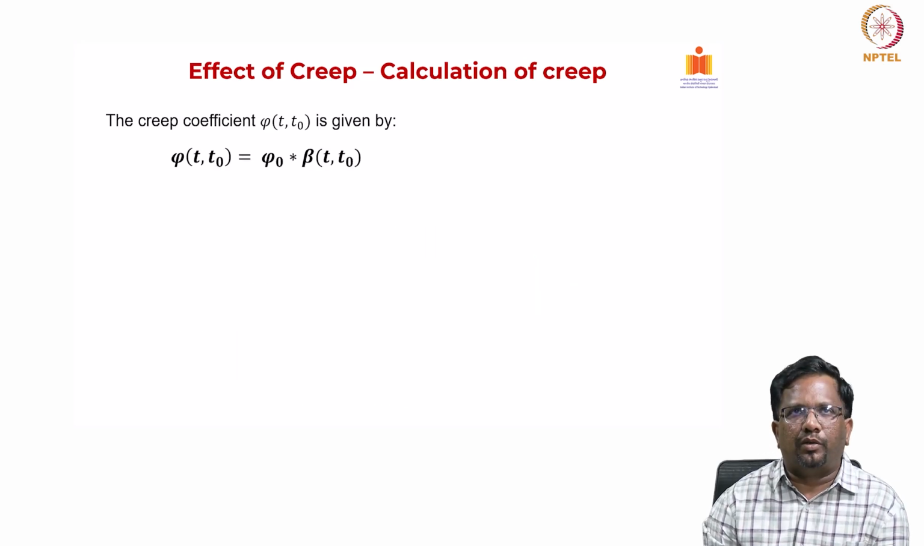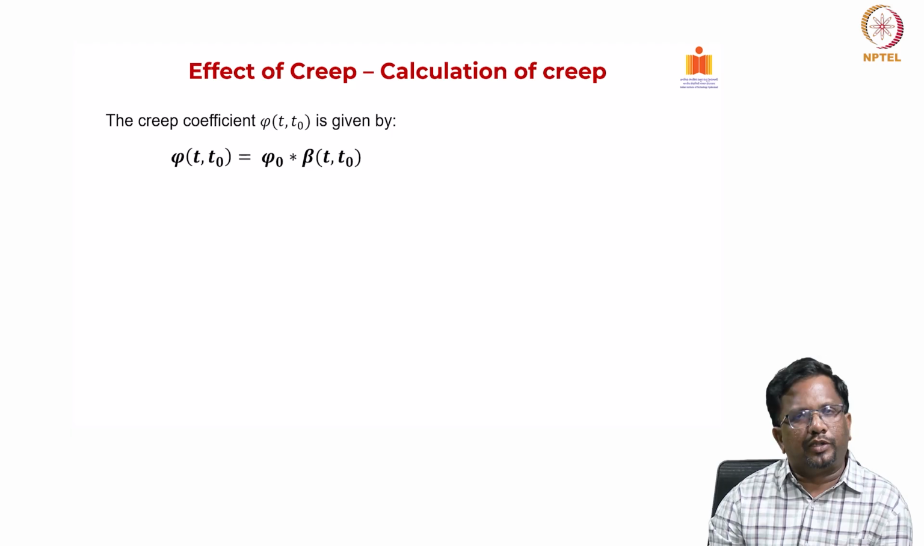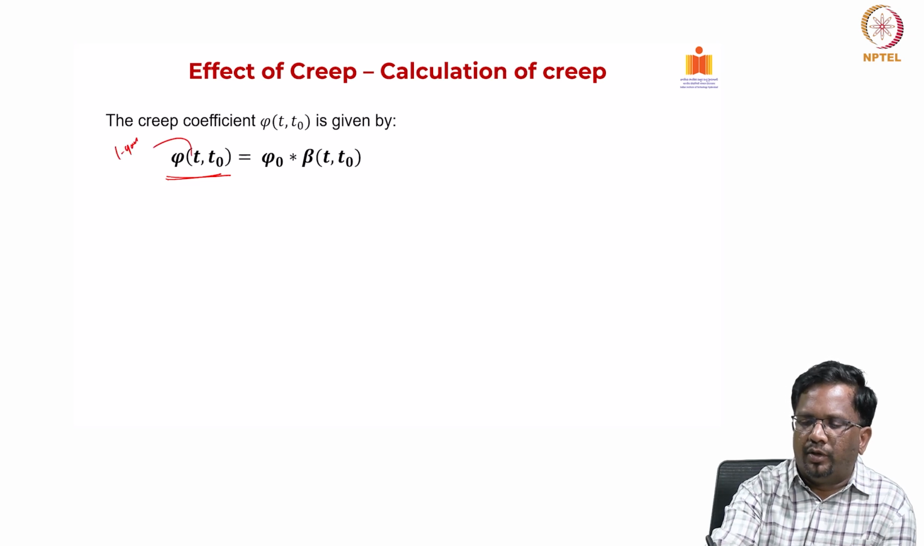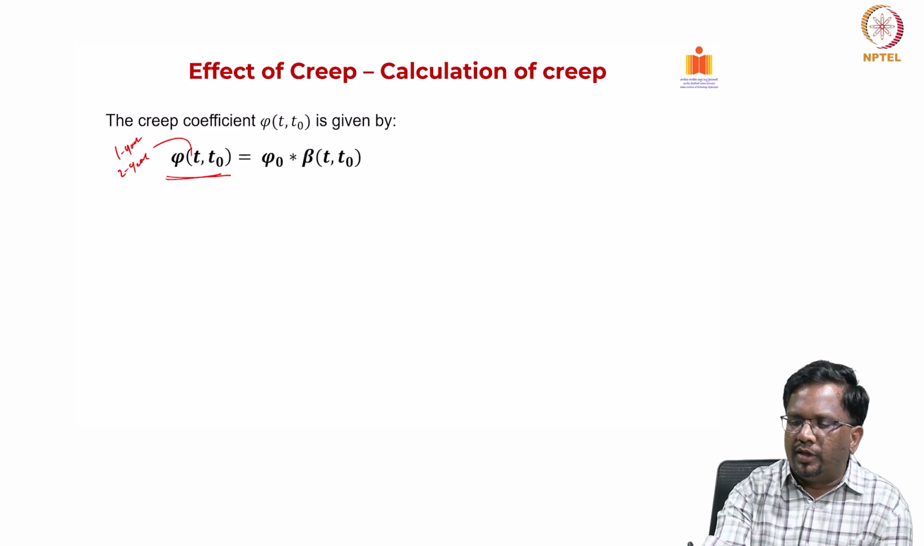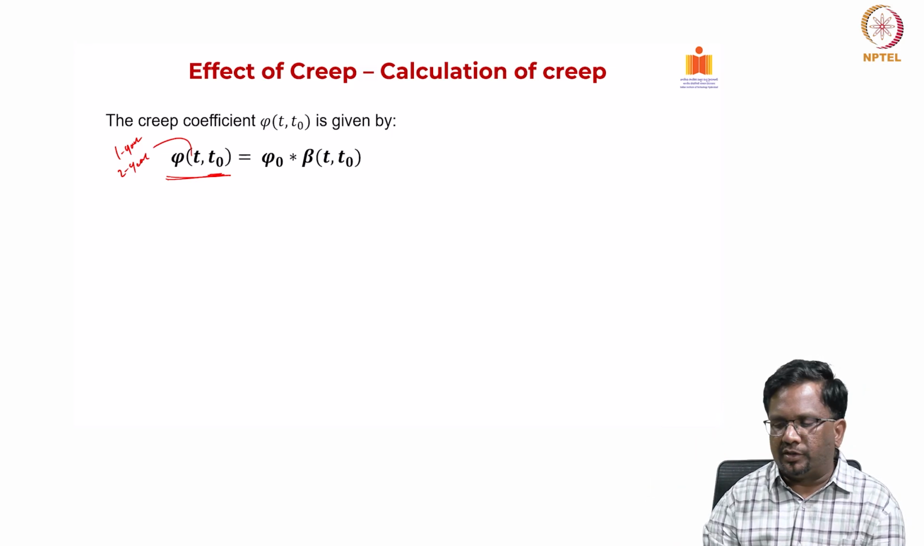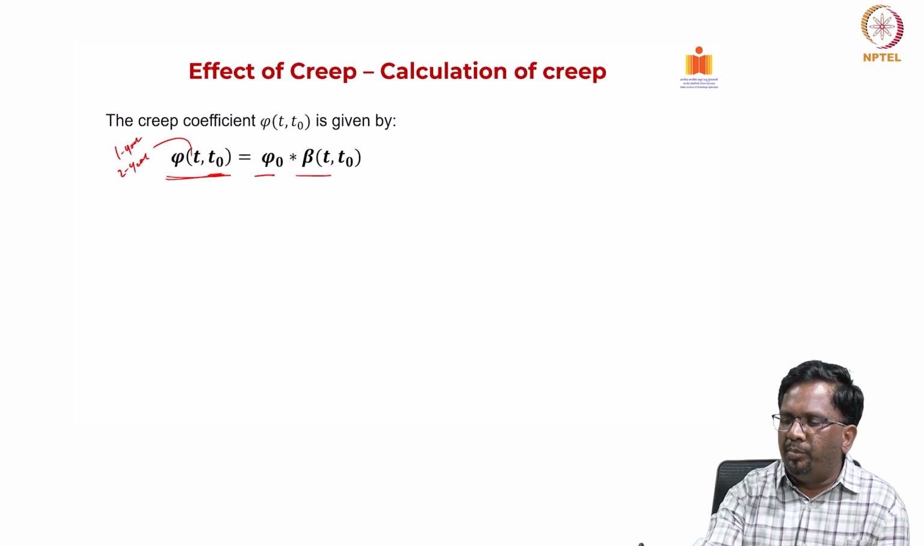Now, let us look at what this is. How do we calculate this phi factor? Calculation of phi factor, at any point of time T. Let us say I can do the calculation at 1 year or 2 years, that is the T that we are talking about, and T naught is the age of loading. Maybe you start loading at 28 days or 56 days. So, it is given by two factors, which are phi naught and beta t comma t naught.